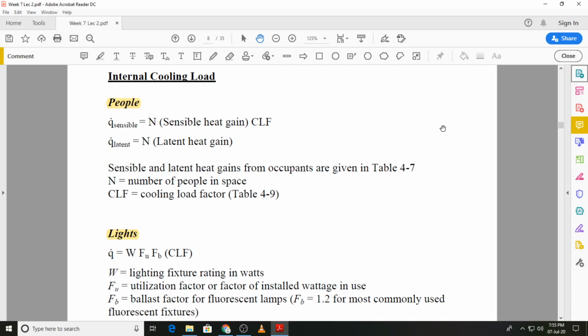The latent heat gain per person is directly multiplied by the number of persons in the conditioned space, and the total load due to occupancy will be the sum of the sensible and latent heat gains.